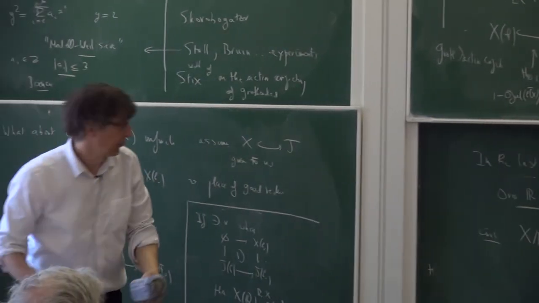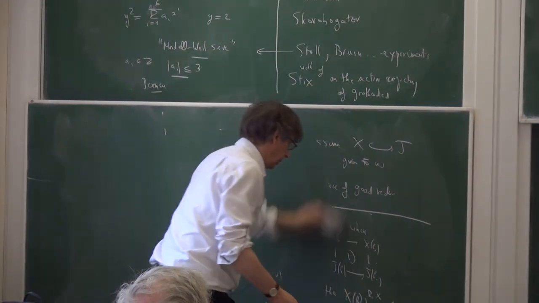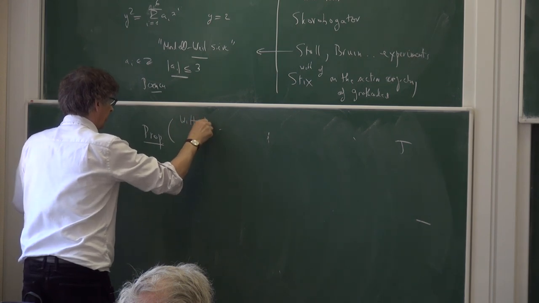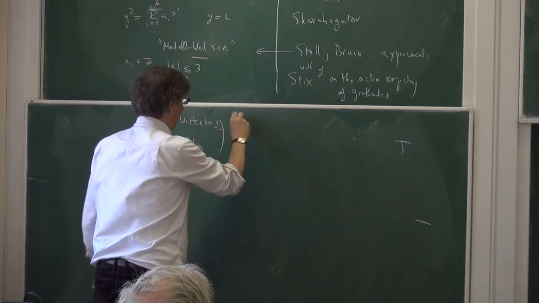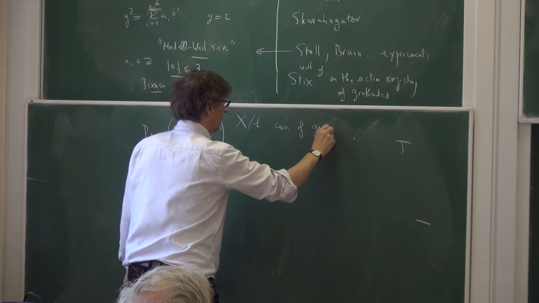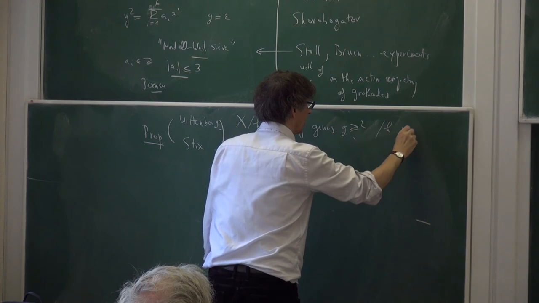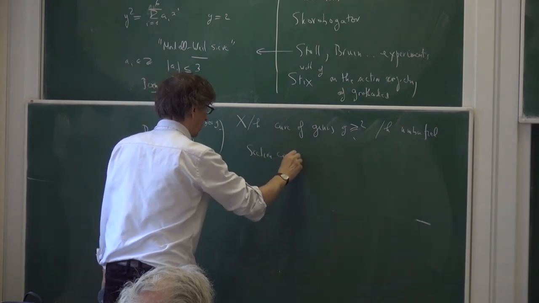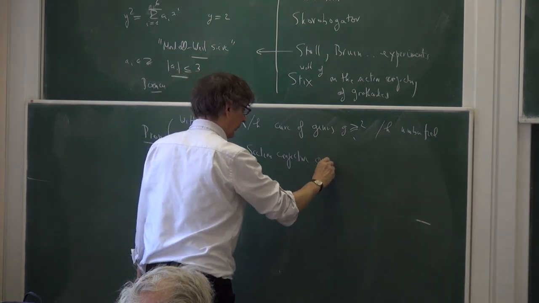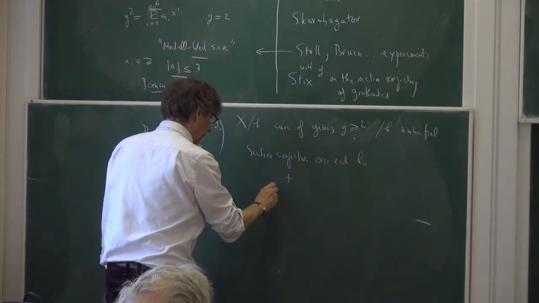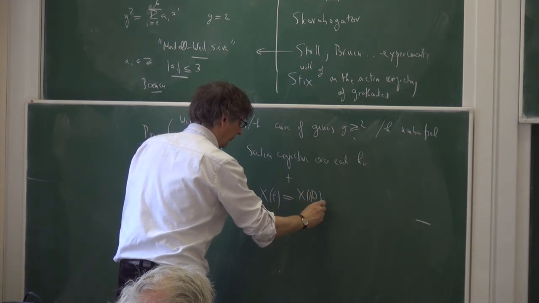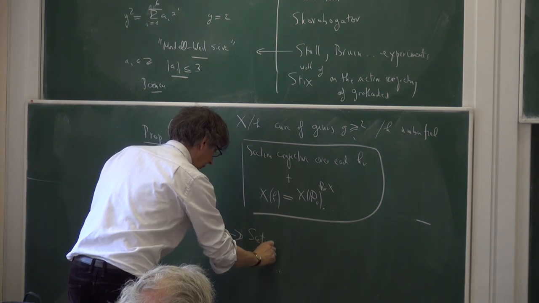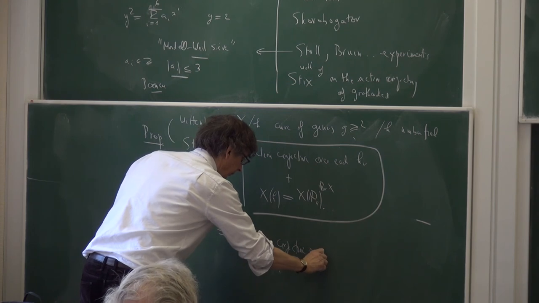The remark, which was made independently by Wittenberg and by Stix, is the following proposition; it's not very deep. Wittenberg didn't write it and Stix wrote it. If we take X over k, our curve of genus g at least 2, with k a number field, then the section conjecture for X over each k_v, plus the hypothesis that X(A_k) equals the points of X(A_k) cut out by the Brauer set, these two imply the global section conjecture over k.